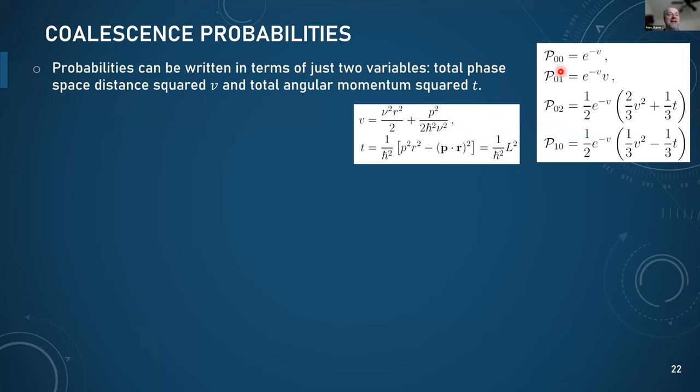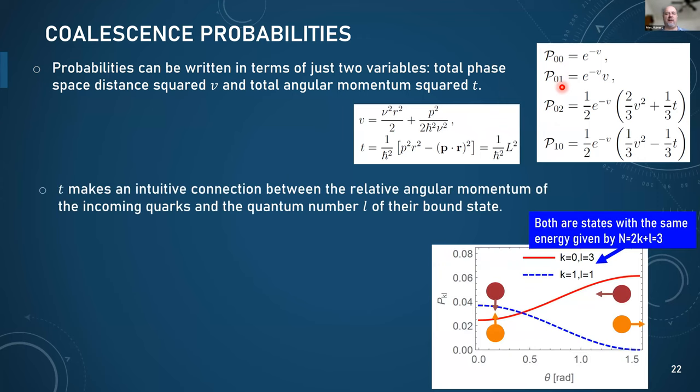What are the indices here? The indices are the quantum numbers of the bound state. So P00 would be the probability for the ground state. 01, for example, is a P wave, so there's an angular momentum excitation and so on. Let me skip the rest here.